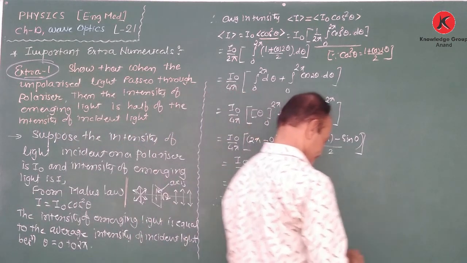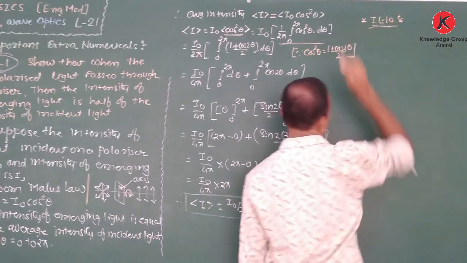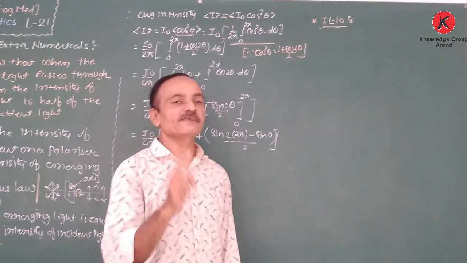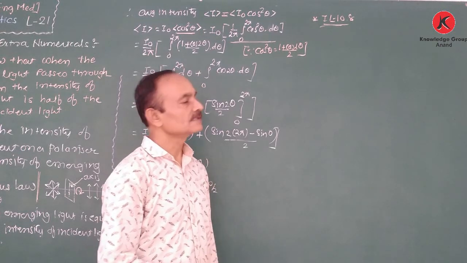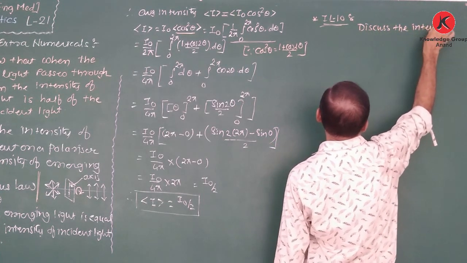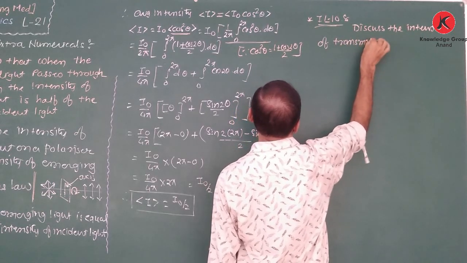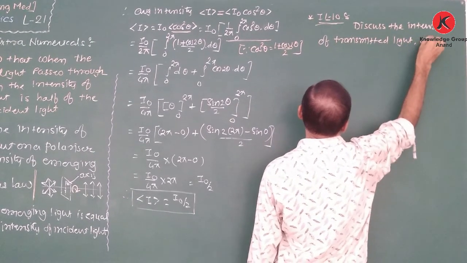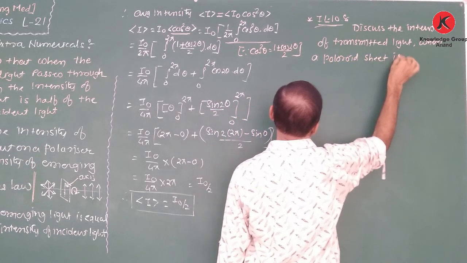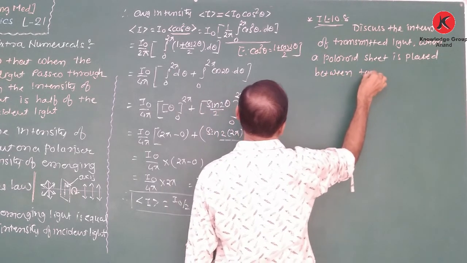Now, illustration number 10.8. Discuss the intensity of the transmitted light when a polaroid sheet is placed between two crossed polarizers.